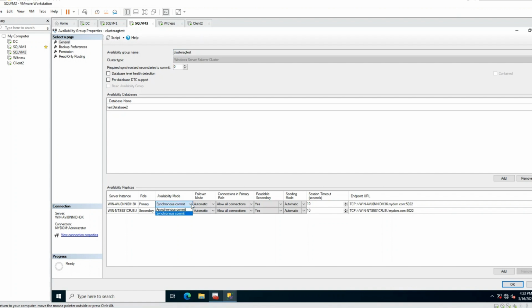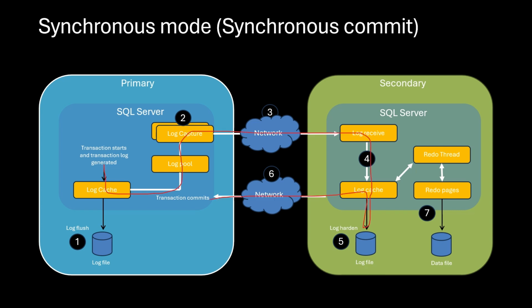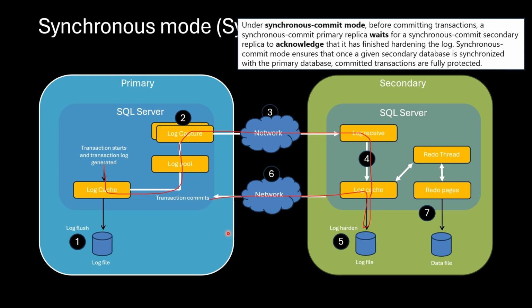You configure this setting while creating availability group or while maintaining that, right? So you have two options, synchronous and asynchronous. What is this setting? In our example, we can see that primary is waiting for acknowledgement from the secondary before committing transaction, right? Transaction is not committed until data is hardened to secondary. This is called synchronous mode. Under synchronous mode, before committing transactions, primary replica waits for synchronous commit secondary replica to acknowledge the data, okay? After that, it commits a transaction.